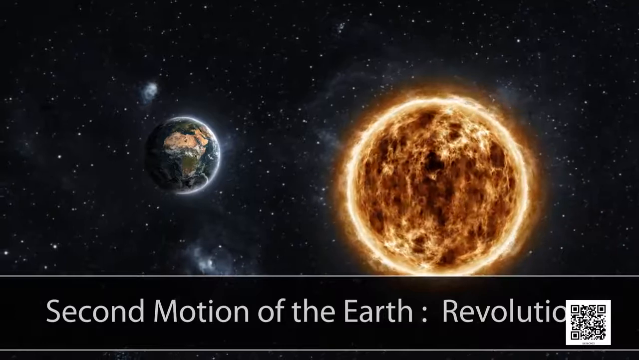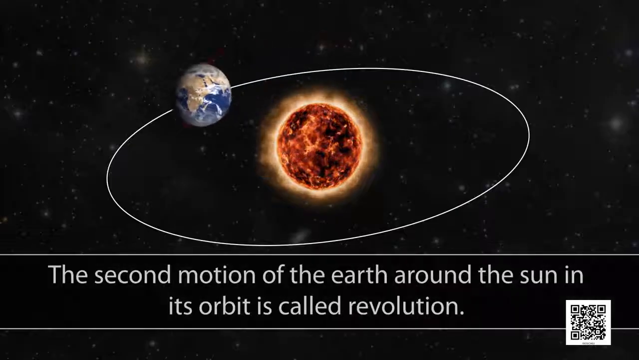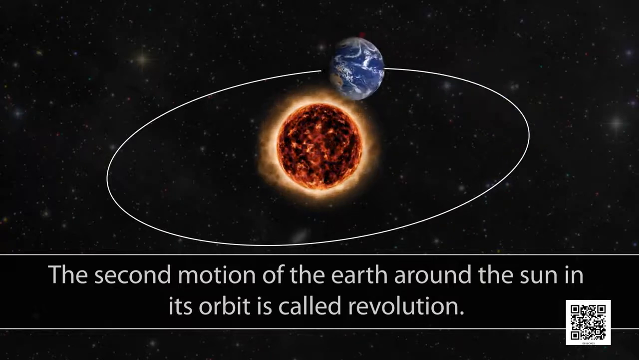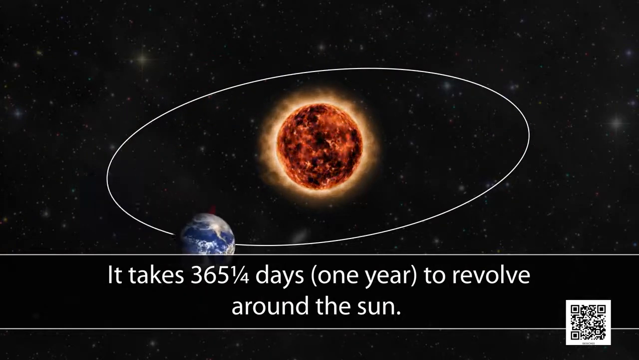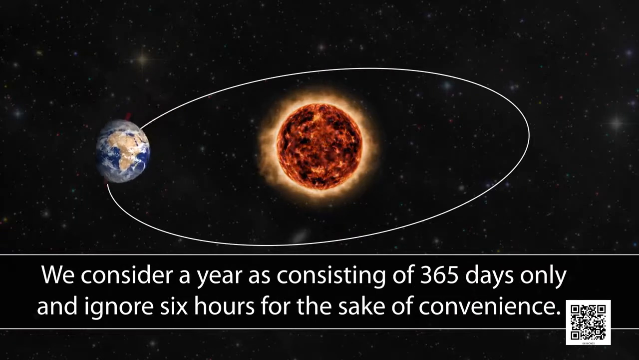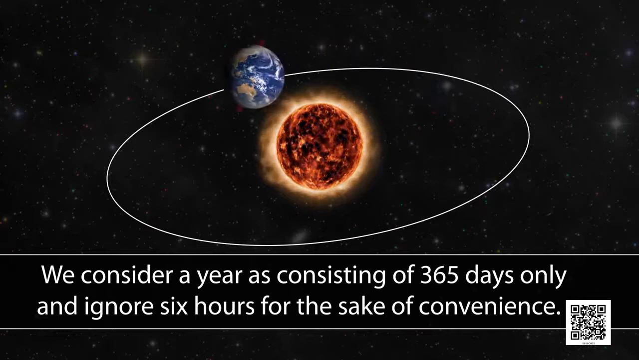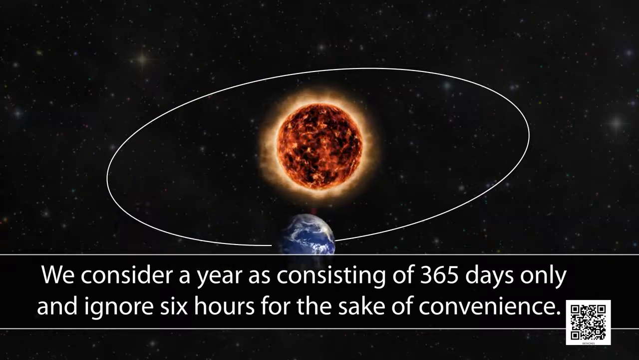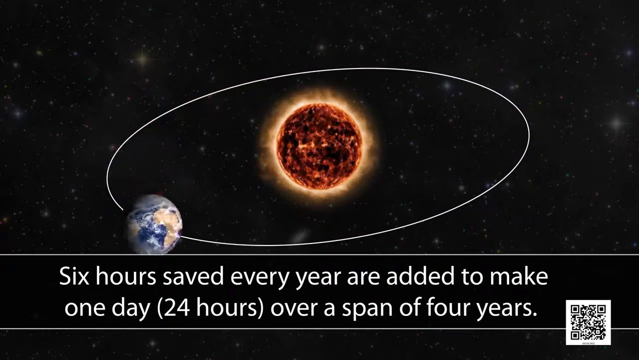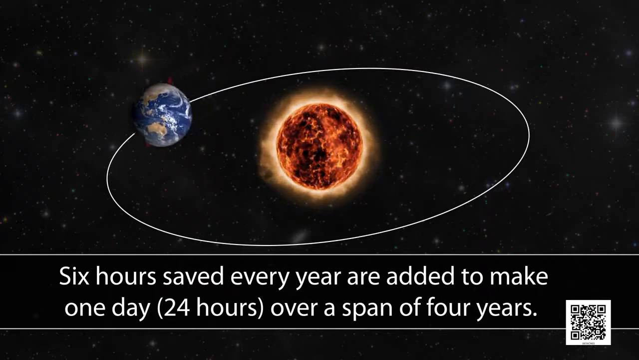Now, the second motion of the Earth: revolution. The second motion of the Earth around the Sun in its orbit is called revolution. Students, it takes 365 and 1/4 days to revolve around the Sun. We consider a year as consisting of 365 days only and ignore 6 hours for the sake of convenience. The 6 hours saved every year are added to make one day, 24 hours, over a span of 4 years.